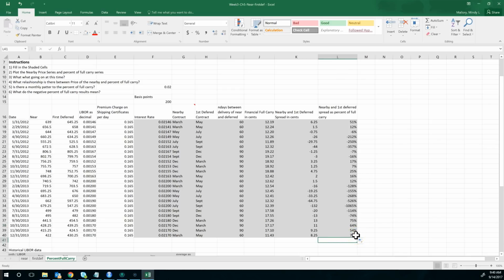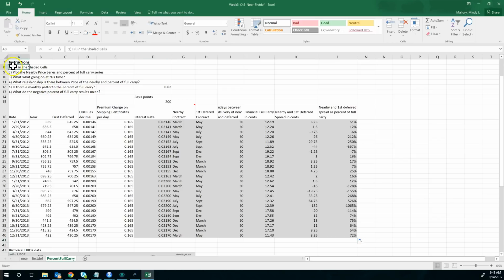And what I just talked you through is essentially the idea of financial full carry and why it's useful. When you compare the financial full carry, this benchmark of the minimum required to compensate stockholders for storing their bushels, and calculate the actual spread as a percent of that financial full carry, you get a real sense of what kind of signals to store the market is telling you. Okay, so we've done number one.